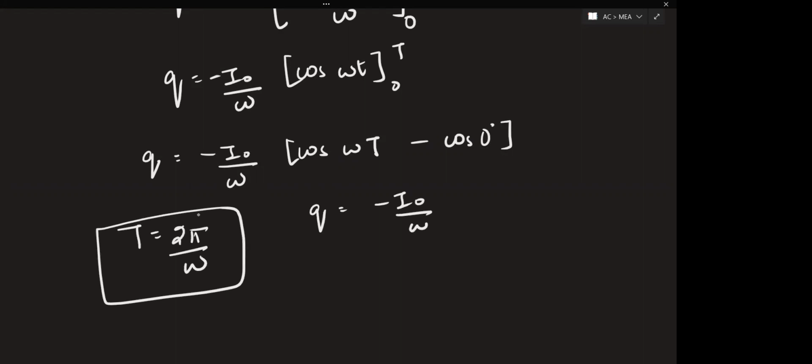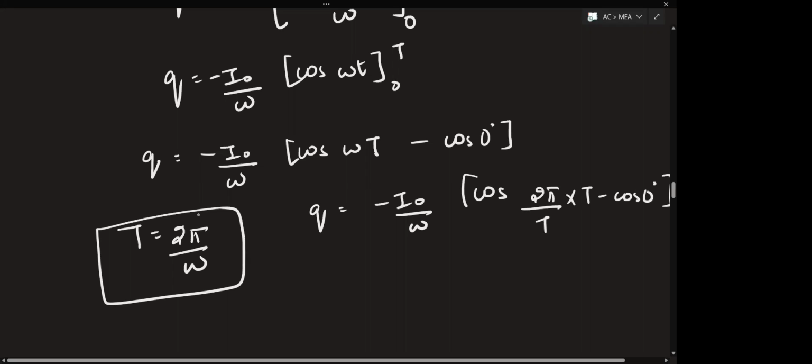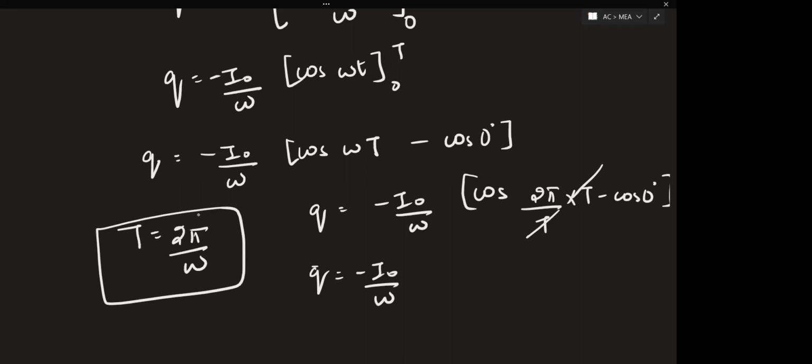So this will become minus I naught by omega, cos of omega times 2 pi by omega, minus cos 0 degree. See, cos 2 pi is 1. Cos 0 degree is also 1. What's the final answer that came? 0. So the value of alternating current is also 0.